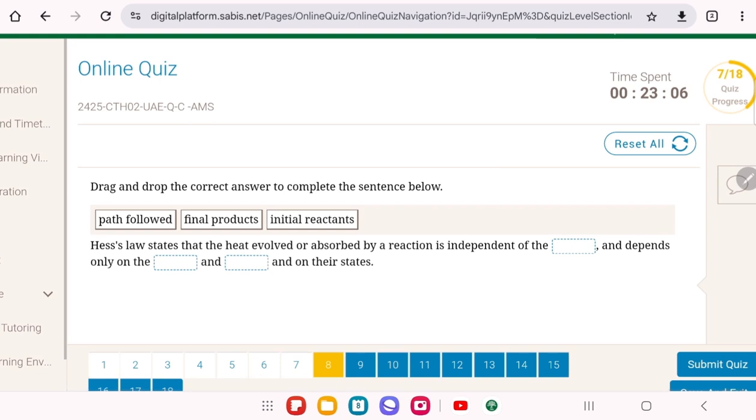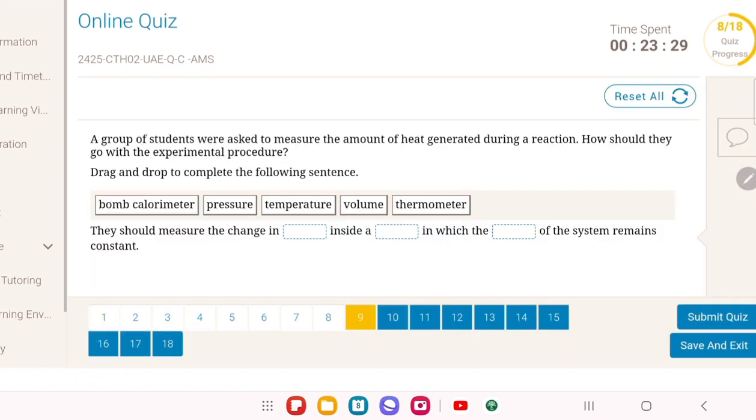Question number 8. Here's Hess's law. Hess's law states that the heat evolved or absorbed by a reaction is independent of the path followed. We don't care about the path, okay? But instead it depends on the initial reactants and the final products. So it's independent of the path followed, and it depends on the initial reactants and the final products.